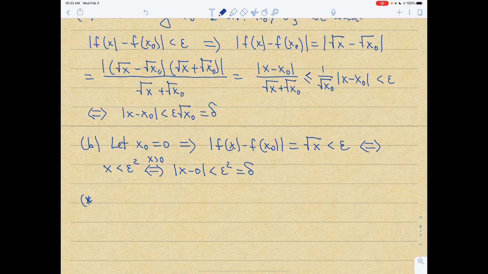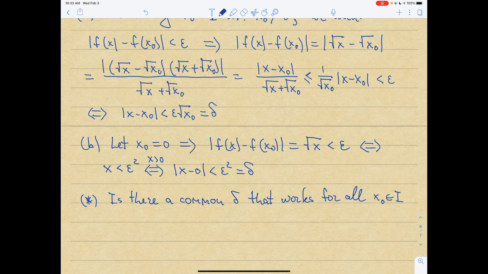So then my usual question, is there a common delta that works for all x0 inside the interval I? Well, again, how do you choose a common delta? You have to find the smallest of all possible deltas here, right?